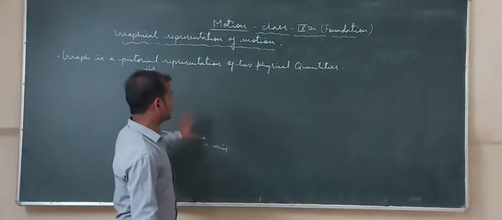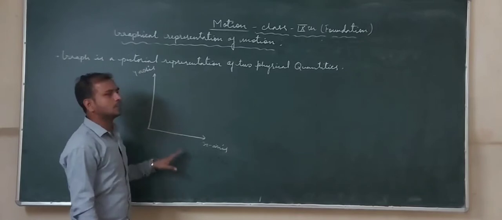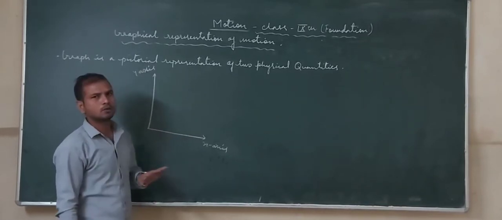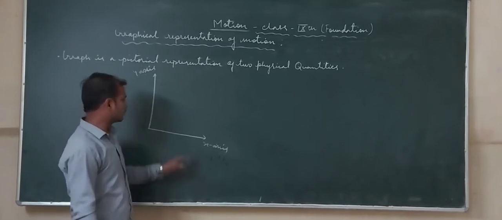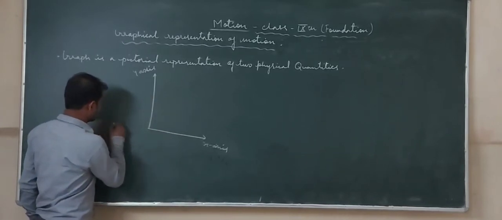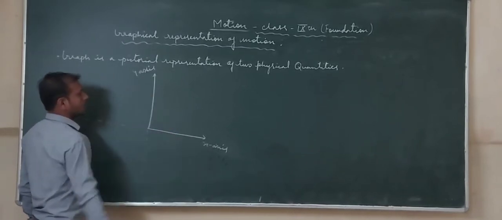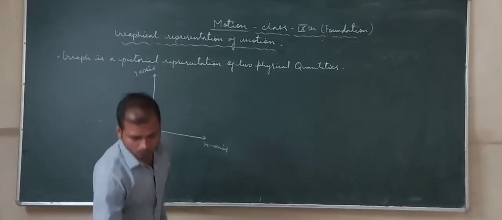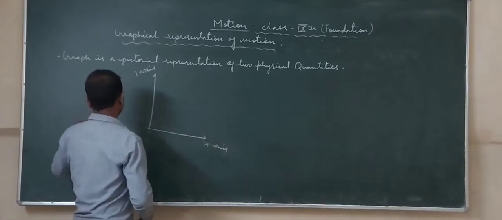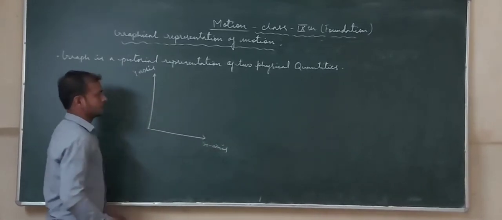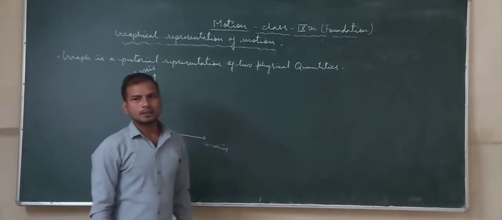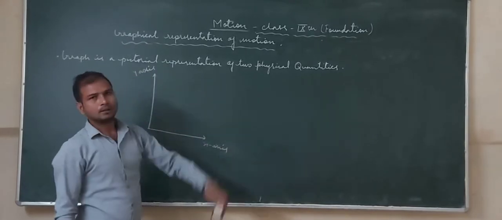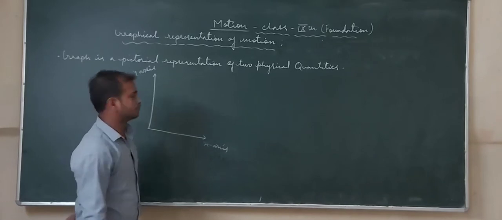Actually this system is known as the Cartesian coordinate system. It was made by the Cartesians, that's why its name is Cartesian coordinate. It is not the only way, it can be like this also, in the fourth frame. But that we don't have to study now. Only the x axis and the y axis. So let's start how to find the graphical representation of motion.